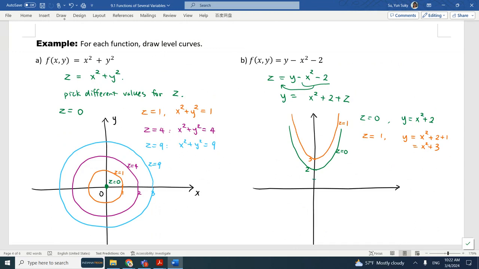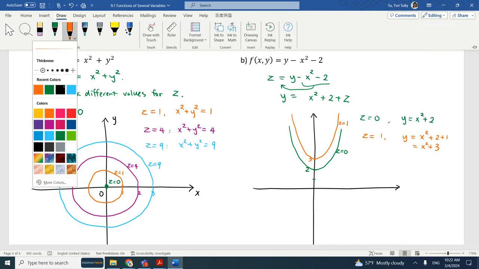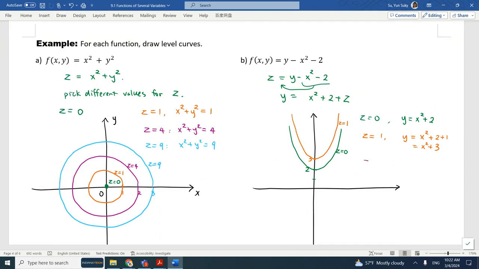Okay. Let's do one more value. What z do you want to pick? Negative 2. Yeah. Then your y is x squared. It passes through the origin, right? Z is negative 2. Yes. So the level curve is a bunch of parabolas. Okay, everybody? Yeah.